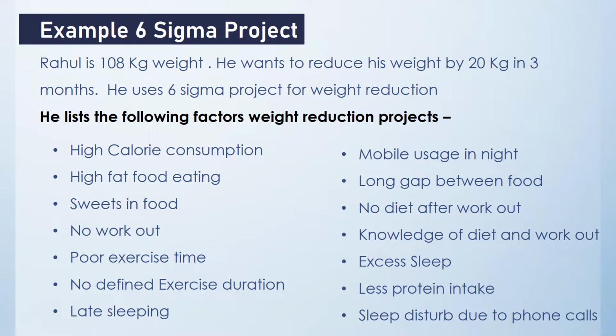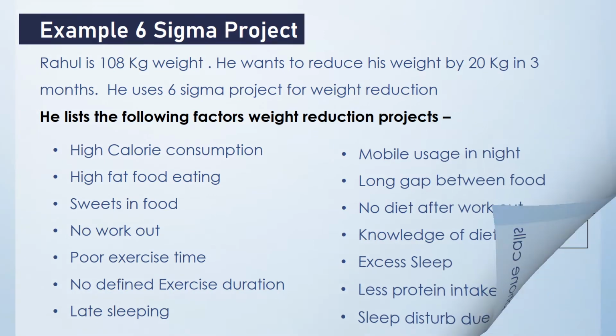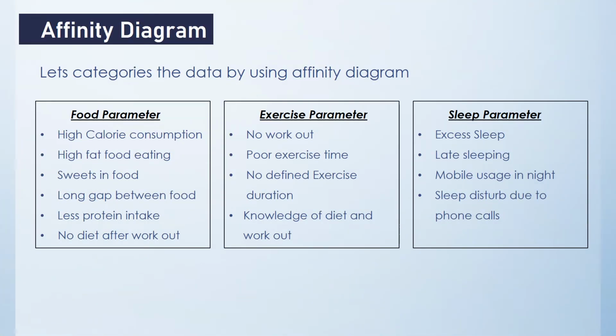Then he started using our new 7 QC tools. First he makes an affinity diagram, like we already learned. It's categorizing all the factors into groups. So he is categorizing into 3 major groups: food parameters, exercise and sleep. Under these 3 categories he is categorizing all the factors.